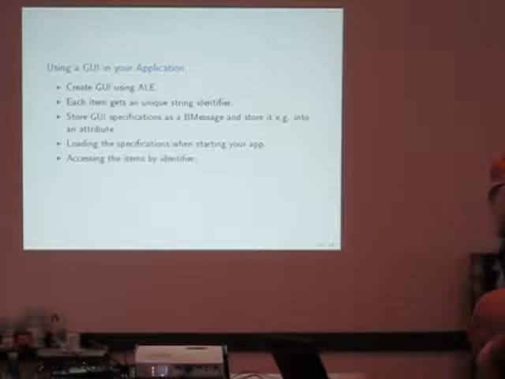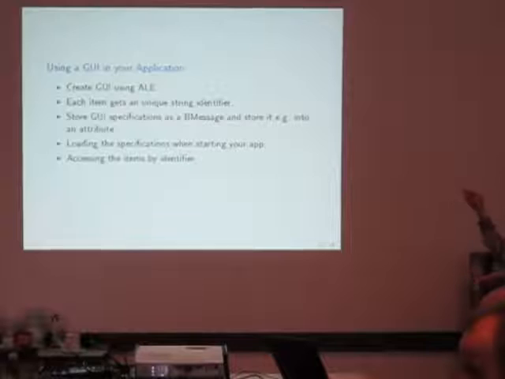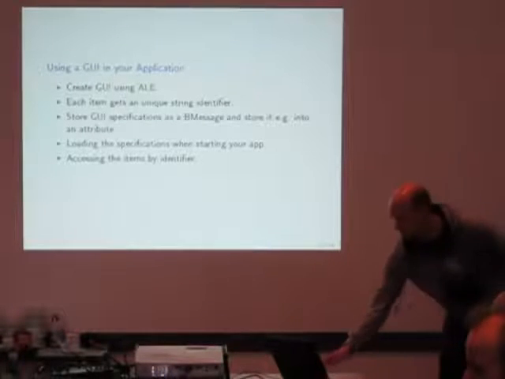So after I created a layout with this editor, I want to use this layout in my application. The way to do that would be to first assign a unique string identifier for all the items in the layout, and then store those with the specification within the editor into a BMessage and store it into a file or an attribute of the file. Then from within my application, I load this specification and access the views using the unique strings.